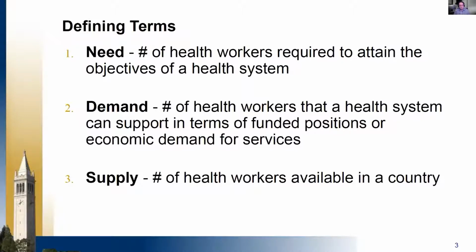So when you're coming up with an estimate of what the shortage or surplus is going to be in the future, there are two types of shortages or surpluses we'll talk about. The first is a needs-based shortage, which would be need minus supply, and the other is a demand-based shortage, which would be demand minus supply. So supply comes into the picture in both settings, and supply is just the number of health workers available in the country.